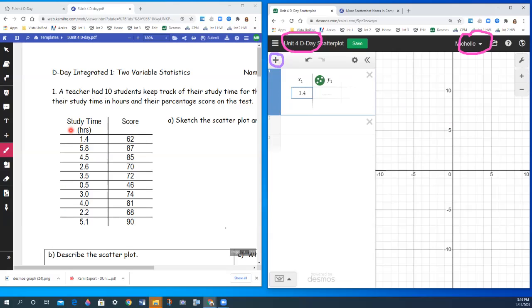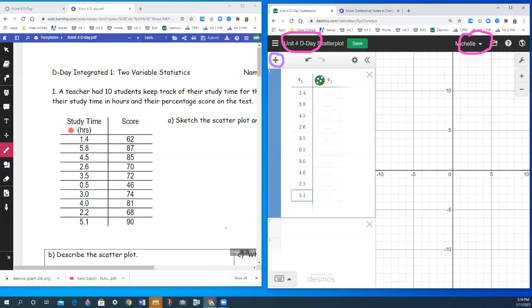So 1.4, 5.8, 4.5, 2.6, 3.5, 0.5, 3.0, 4.0, 2.2, and 5.1. And then I'm going to come over here and do my Y's. Okay, so here's the Y's I'm going to be doing. So 62, 87, 85, 70, 72, 46, 74, 81, 68, 90.